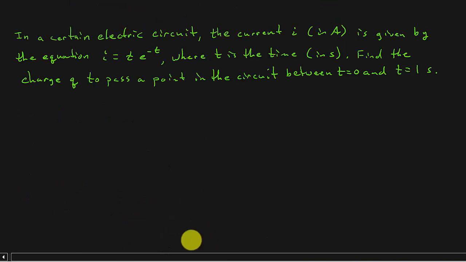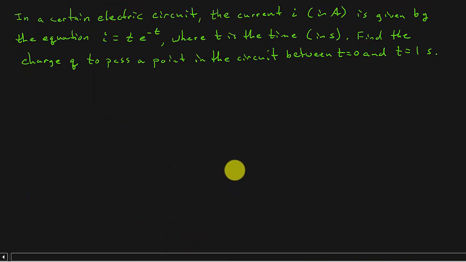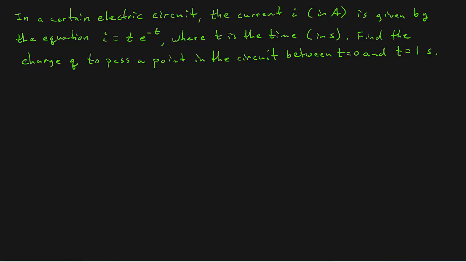All right, now let's look at this problem. We've got us a word problem here. All right, so it says, in a certain electric circuit, the current I in amps is given by the equation I equals t times e to the negative t, where t is the time in seconds. Find the charge Q to pass a point in the circuit between t equal 0 and t equals 1 second.